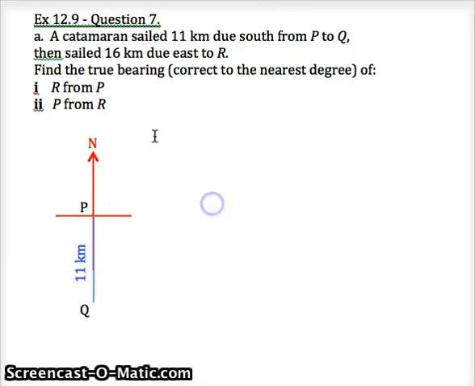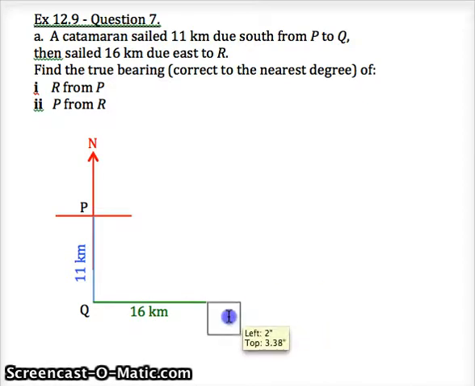We're also then told that the catamaran, so we're down here at Q, then sailed 16 kilometres due east to R. So from Q we have to come across east to R, so I'll just put that in another colour, I'll just use green. So we're coming across from Q to R, 16 kilometres. Okay, we've got that. Now, of course, we've got a right angle in there, and I'll just put that in.